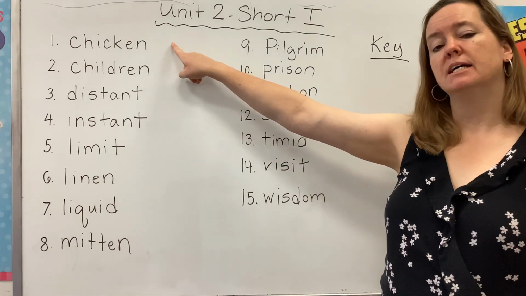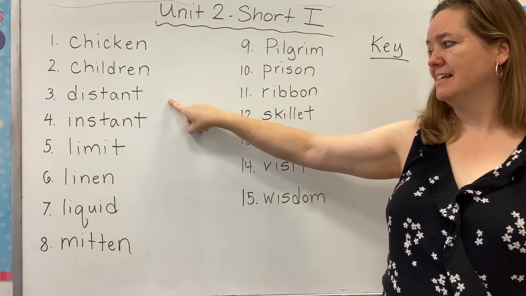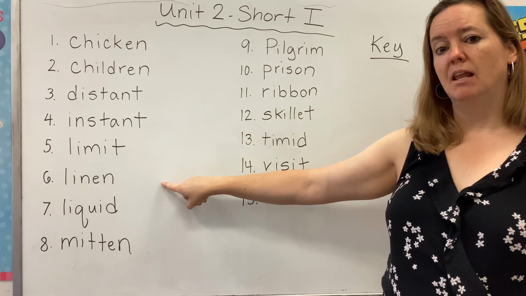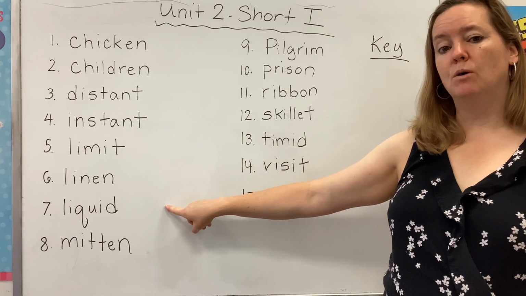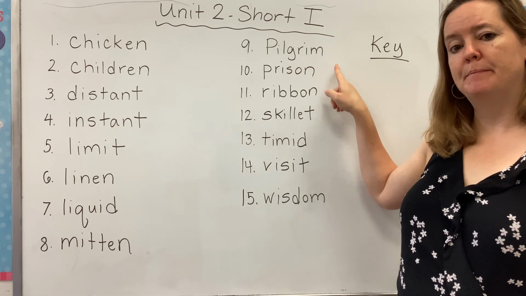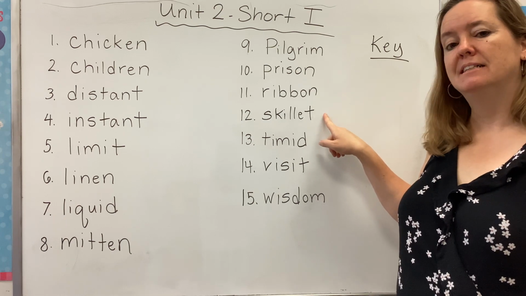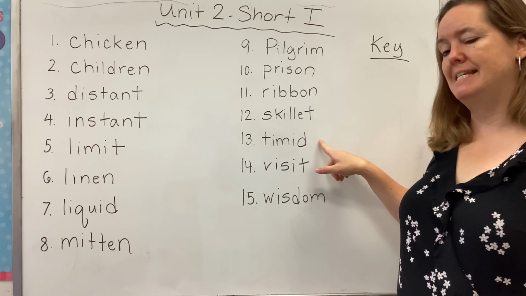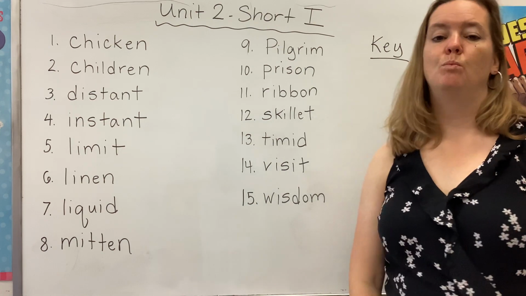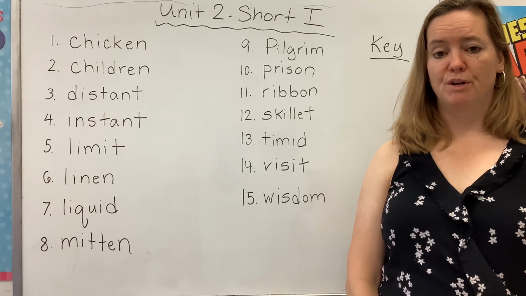Here we go. Chicken, children, distant, instant, limit, linen, liquid, mitten, pilgrim, prison, ribbon, skillet, timid, visit, and wisdom. All right, I'm sure you heard that short I sound over and over again.